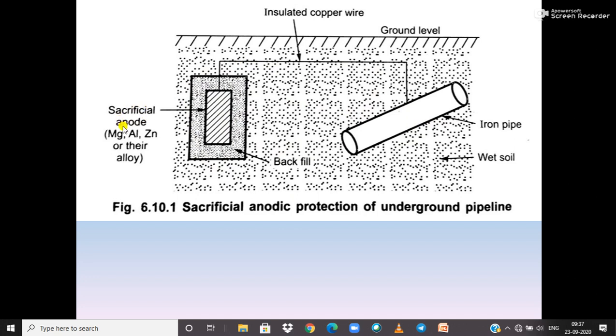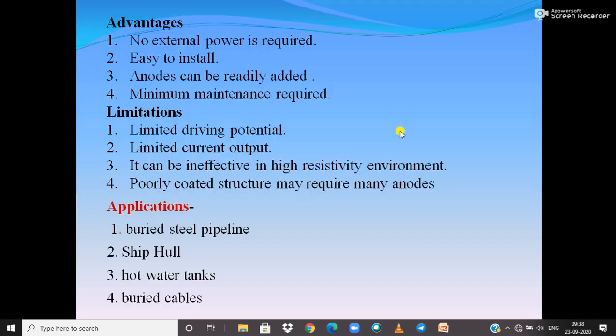In the sacrificial anode, there will be magnesium, aluminium, zinc or their alloy, any of these metals, because the reactivity of these metals is more than iron. So what is going to happen? Instead of iron, these metals are going to sacrifice themselves and will protect the iron. That's why it is called sacrificial anodic protection. So here we have forcefully made this iron pipe a cathode.